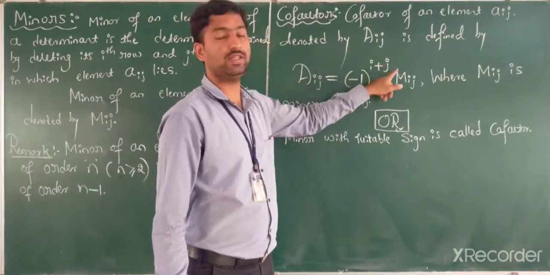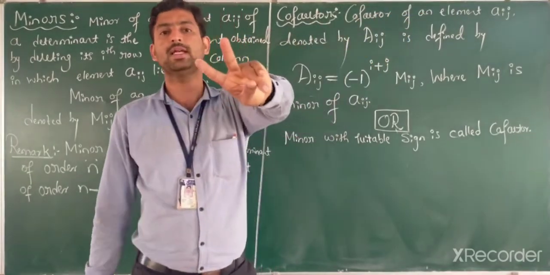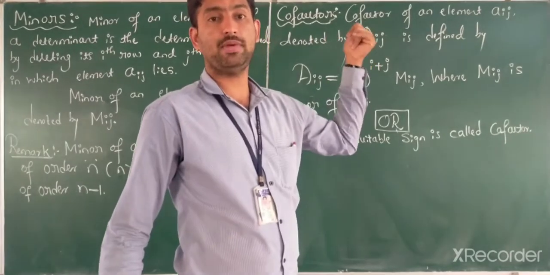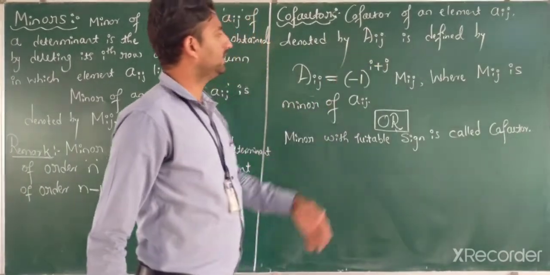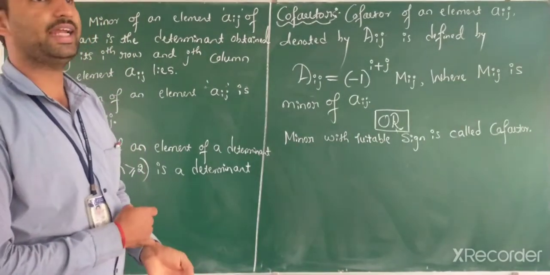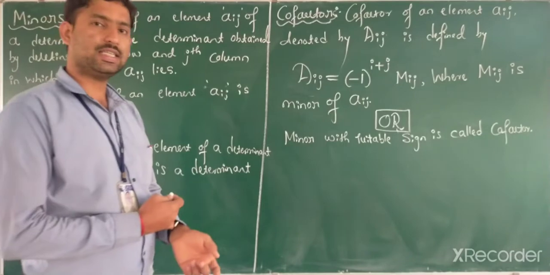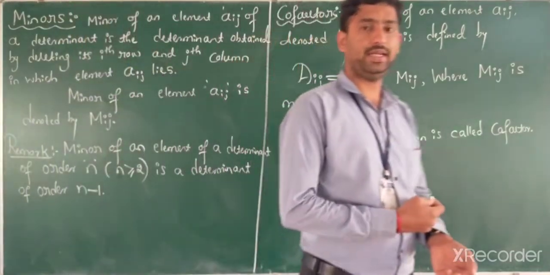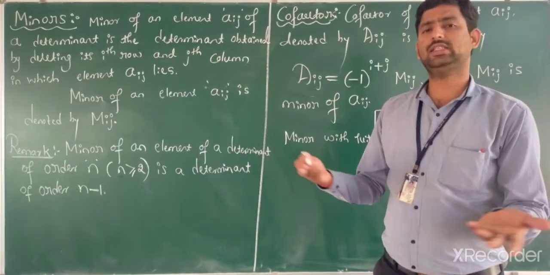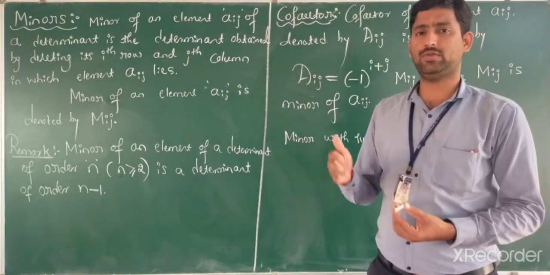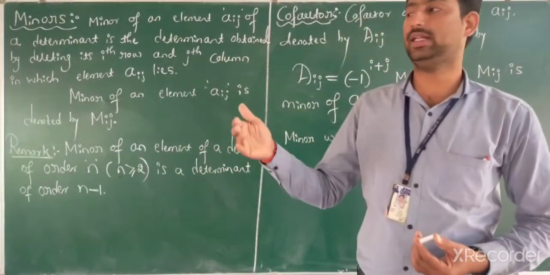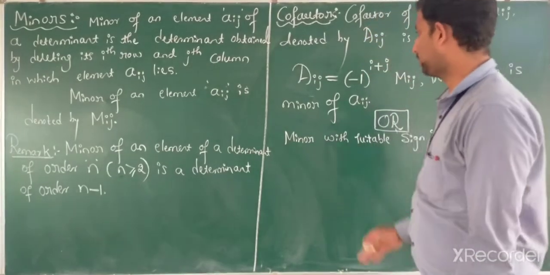Here i plus j means, for A11, it is a plus position: 1 plus 1 is 2, and minus 1 squared is 1. Therefore, this is the position in the first row, first column, first element. In the same way, we move by varying the values of i and j, where it varies A11, A12, A21, A22, A31, A32 and so on. If it is 3 cross 3, A11, A12, A13, A21, A22, A23, A31, A32, A33.